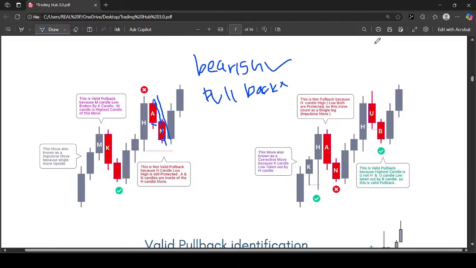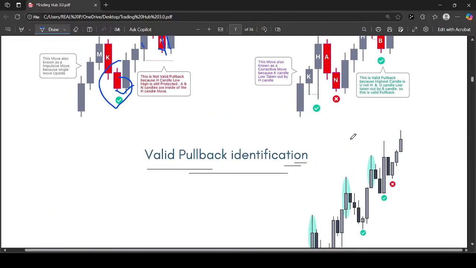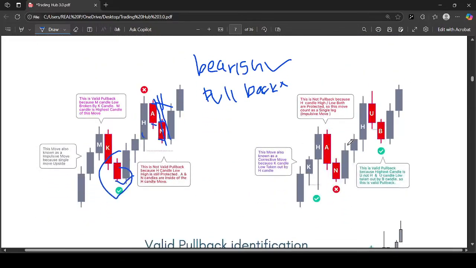So we'll just go back to our video. This is actually not a correct pullback, but this is. So let's look at this pullback, and we'll look at these other ones, and we are going to check it out on our charts, right? On the dummy charts here, then we can go into our live charts, understand it, and we'll end there for today.